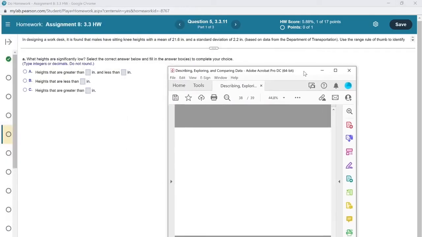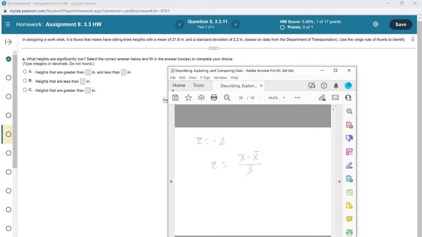So in this case, what heights are significantly low? When the G-score is -2 or less, we assume that height is significantly low. We know the G-score is the difference between the data minus the mean, over the standard deviation. So we would like to find the height, which is the value of x, such that the G-score is significantly low.